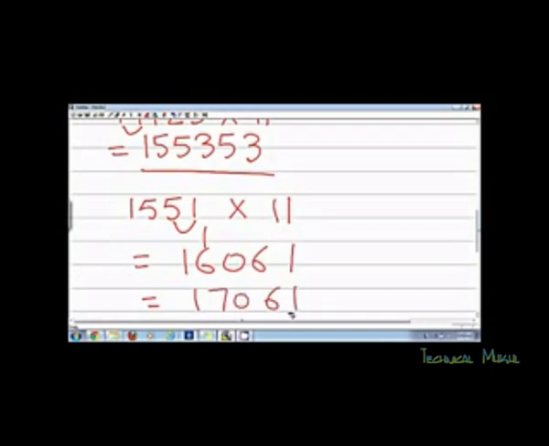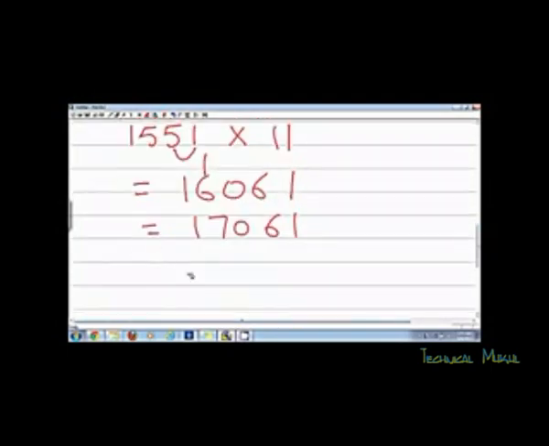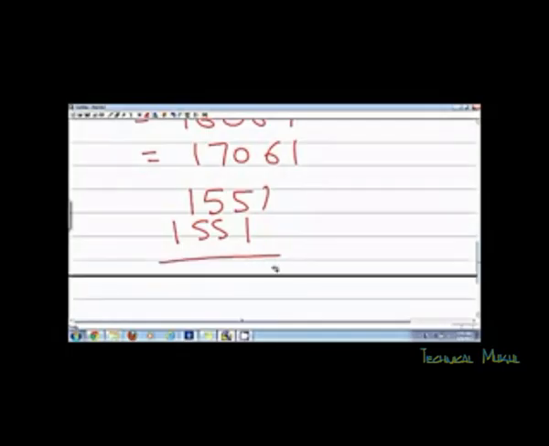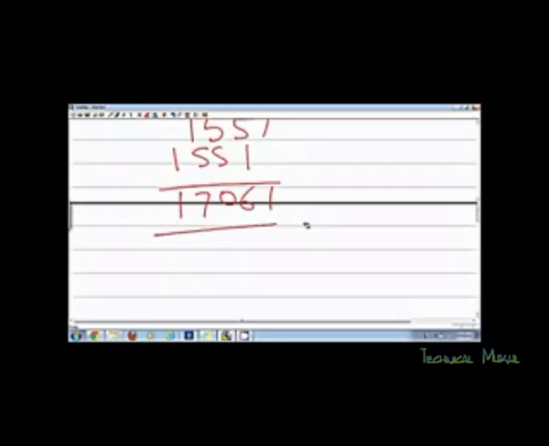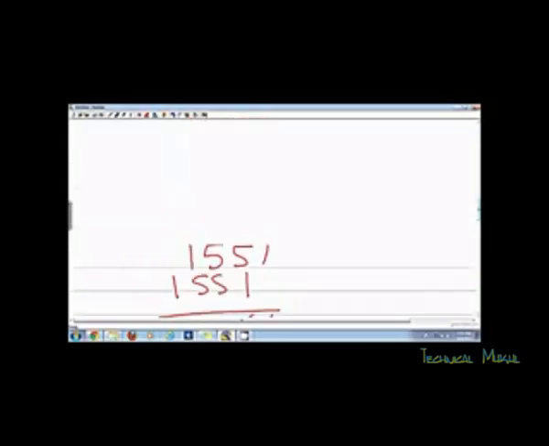Let's try to do it again. So we say 1551 and then 1551. If I add them together, that will be equal to 1, 6, 10, 1, carry on, so it will be 7 and 1. So see, the answer is the same. If you take the carry on, it becomes a little trickier, but still you can use the same approach.